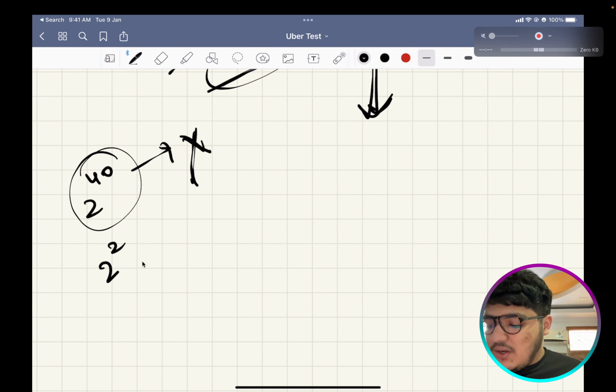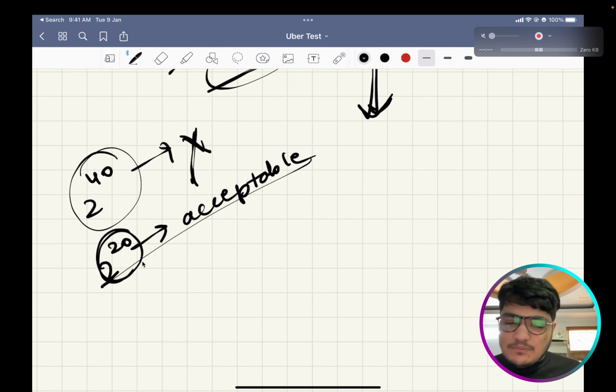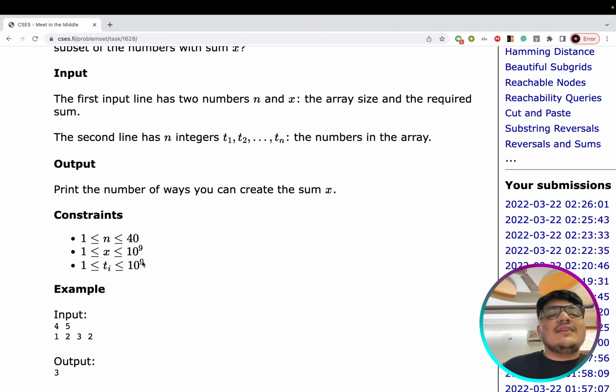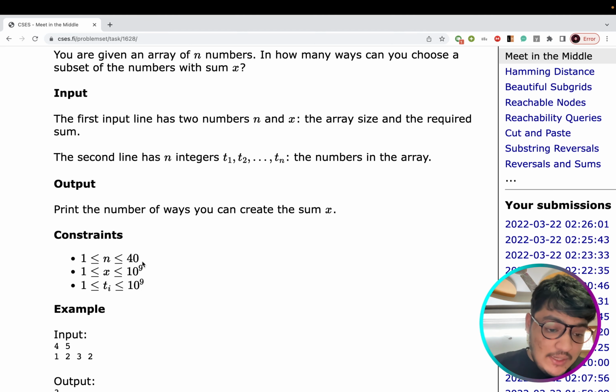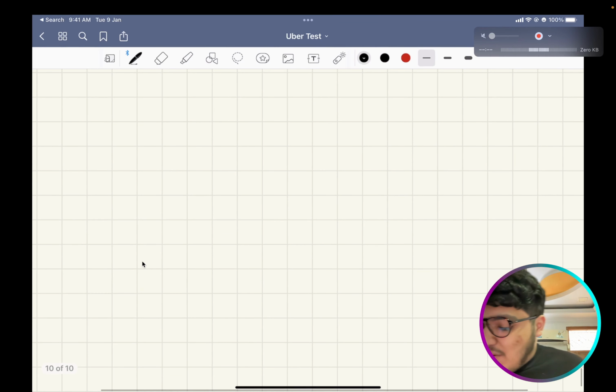Because 2 to the power 20, till that it is acceptable, otherwise it exceeds our limit and it's not acceptable. So obviously we need a better solution than it. So basically the major catch in this problem is to divide the array into two parts. So why are we doing so?